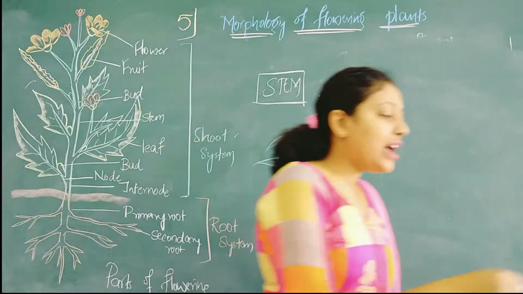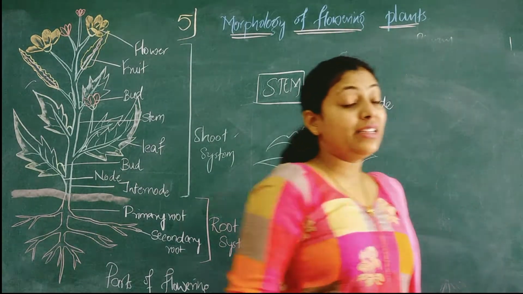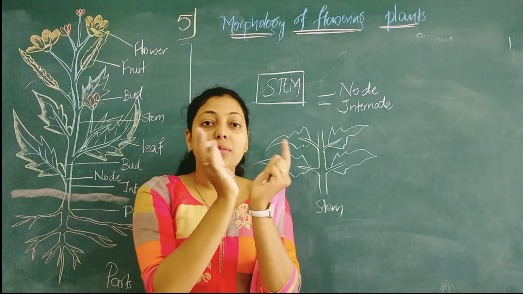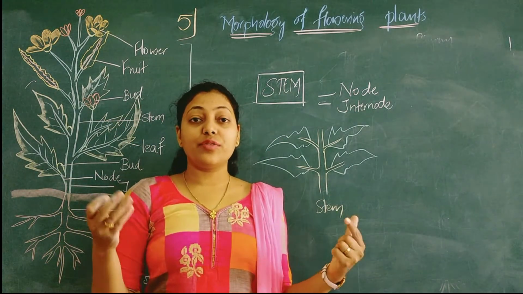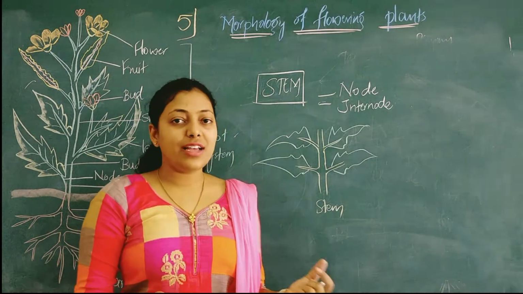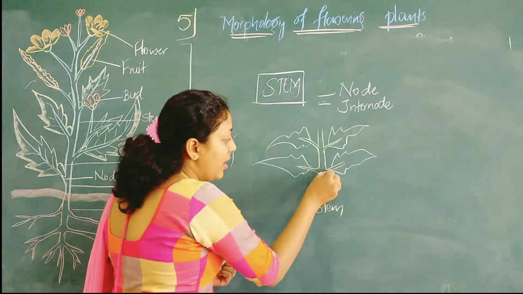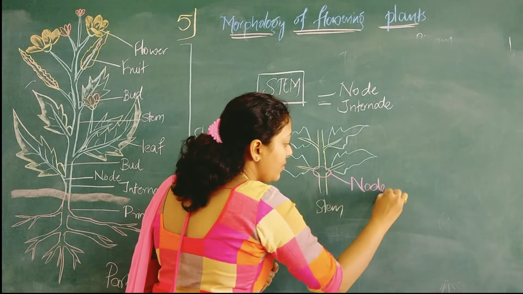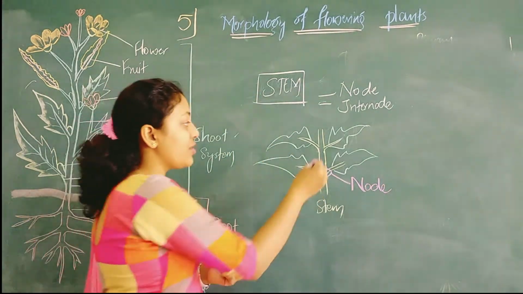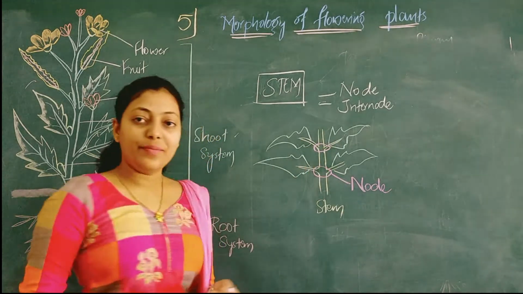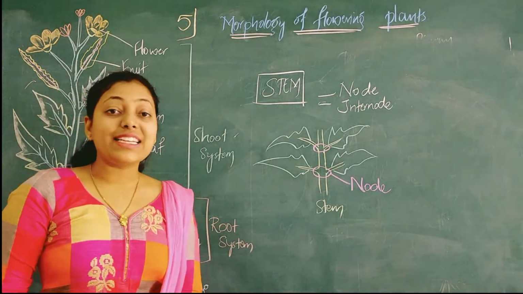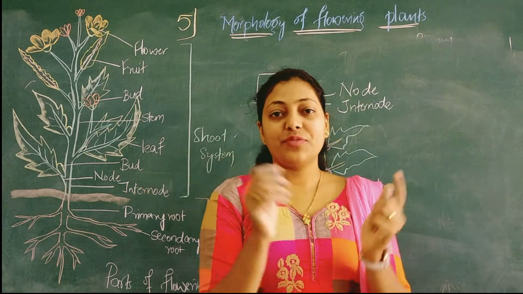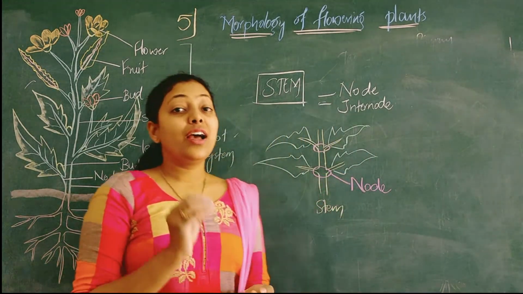Now to observe the node and internode. The position from which a branch comes out to give rise to different leaves, flowers or fruit is called the node. This particular position is called a node. This is also a node over here. Is it clear? The position wherein a stem gives rise to different branches is called a node.